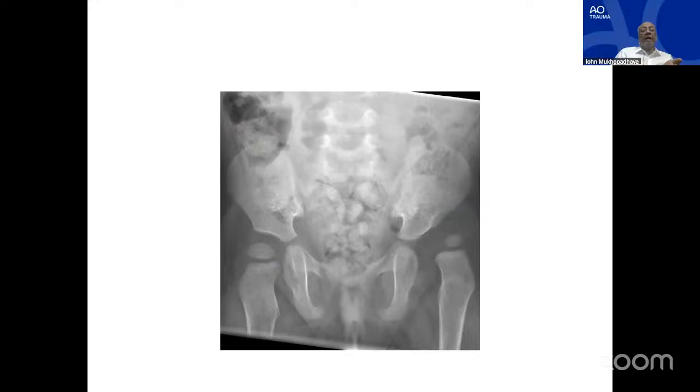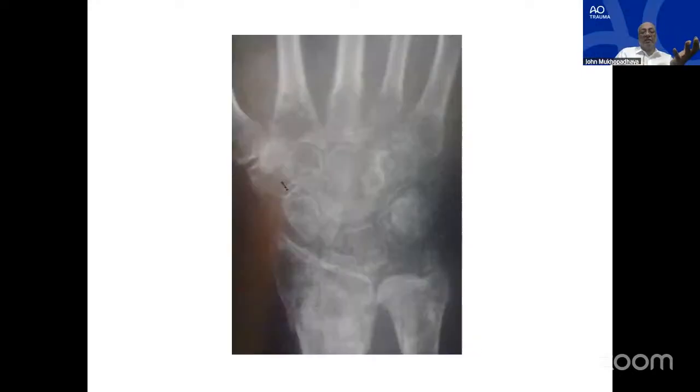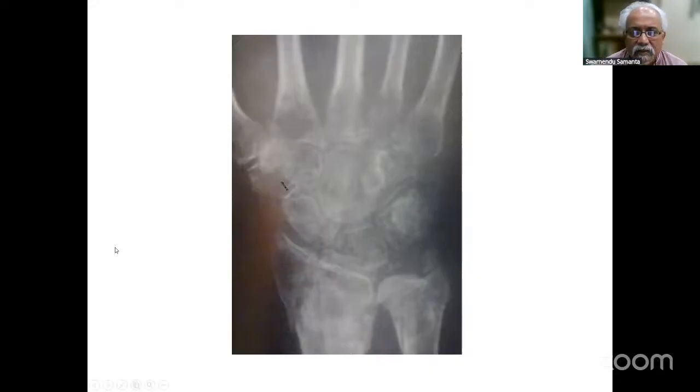So what you find on the X-ray is a patchy osteoporosis. Don't jump into the diagnosis. If you see the base of the metacarpals, all the carpals, and the distal radius and ulna, there is patchy osteopenia and destruction of bone. Can you see that? This sort of picture you will only find in CRPS. Once you see this X-ray, you will never forget it in life.